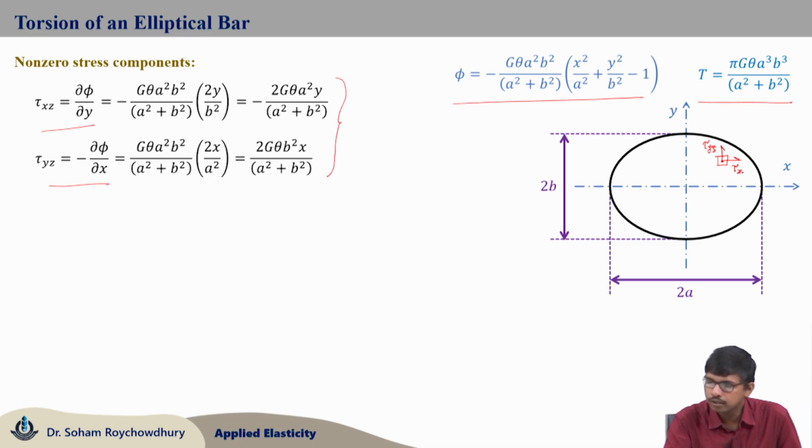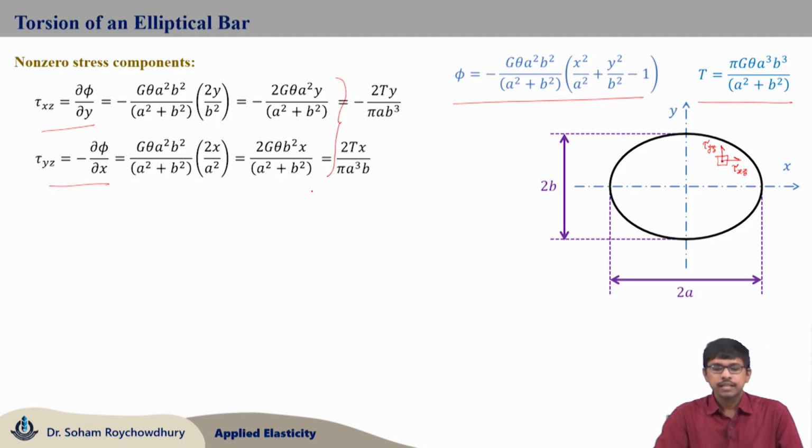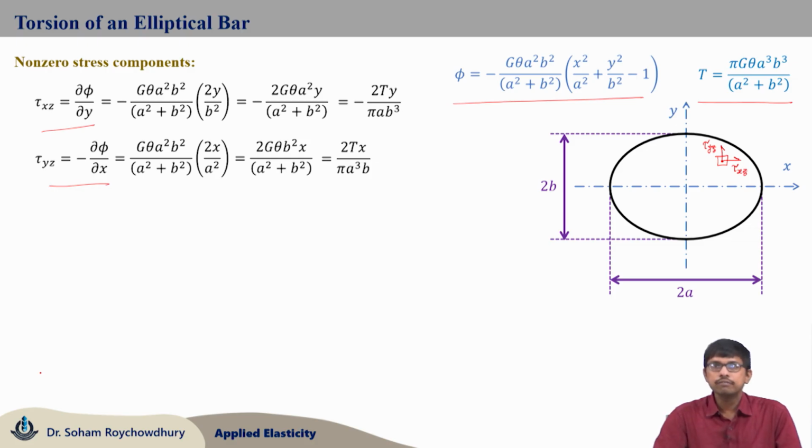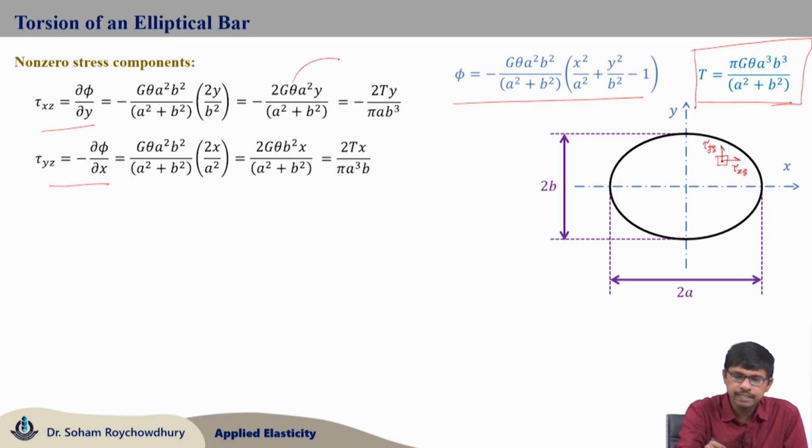These are the only two non-zero stress components, all the rest are 0. So, putting these values of x and y at any point within the domain, within the ellipse, we can find out the stress distribution using these two equations. And if you write this equation in terms of T, tau xz is minus 2 T y by pi a b cube and tau yz is 2 T x by pi a cube b. So, this is obtained by using this T theta relation. Here you can write theta in terms of T, and thus tau xz and tau yz in terms of applied torque T can be obtained.